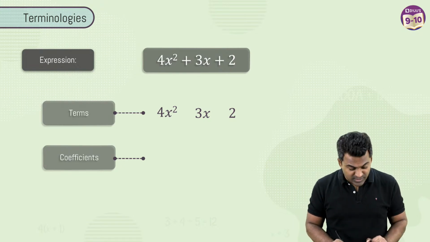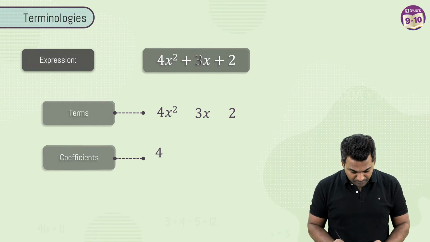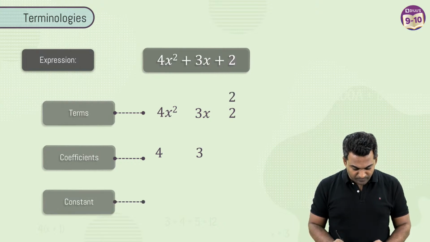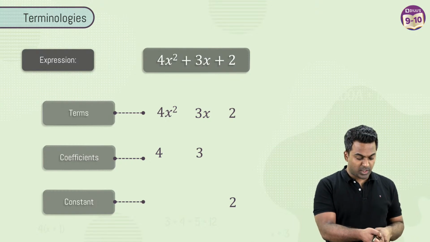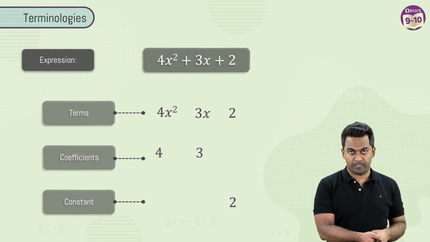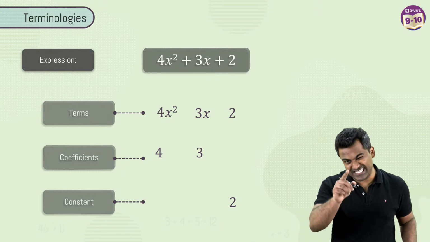Coefficients. What are coefficients? Coefficients are these numbers. Okay. The numbers which are being multiplied. And constant is just 2. So you got to be very good with these 3 things. What are terms? What are coefficients? And what is a constant? All right. I'll give you another example. And this is even more important.